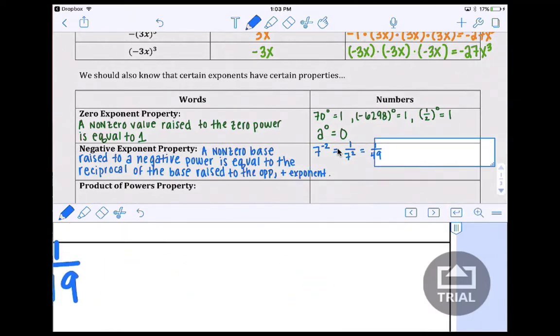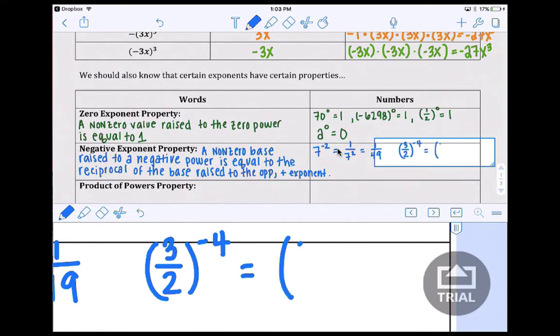Boom. Now you can also do this to fractions. Like if I said 3/2 to the negative 4th. That's the same as saying 2/3, so again the reciprocal, to the positive 4th. So you flip it. We're not going to go through actually solving that one, but just so you get used to the reciprocal. Once we take the reciprocal, we get rid of the negative.